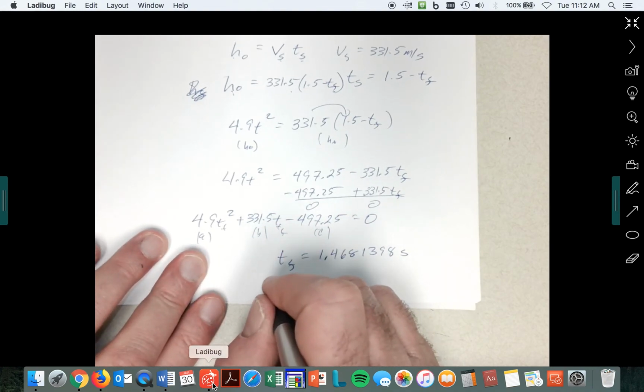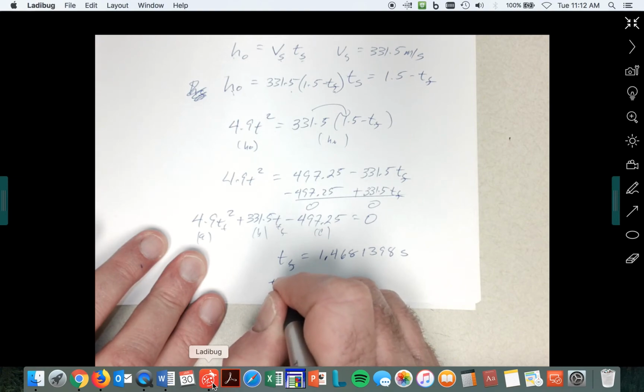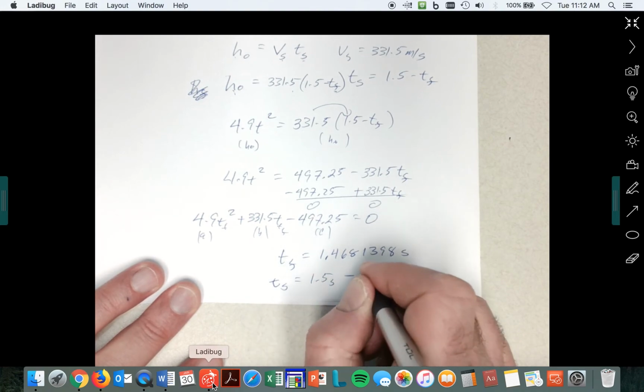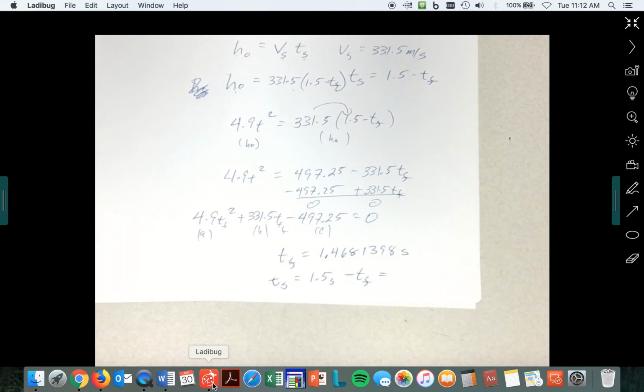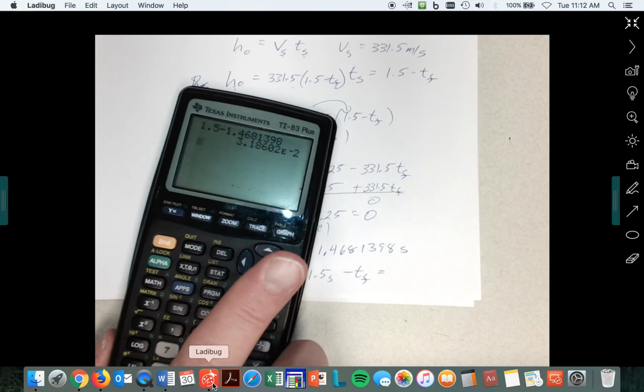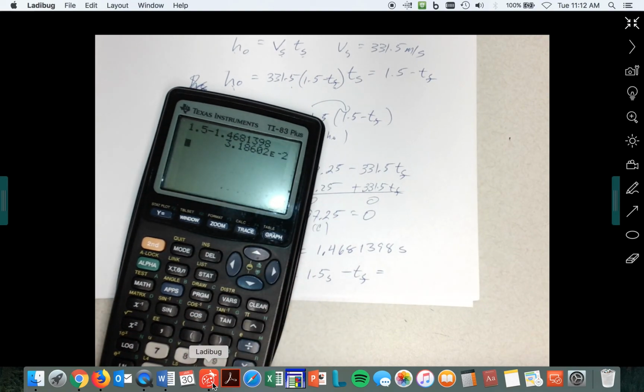So the time that the sound took would be the 1.5 seconds minus t final. And if I do that on my calculator, I get 1.5 minus 1.4681398 equals 0.03182. That's in scientific notation. That's my time. Now I'm going to multiply that.